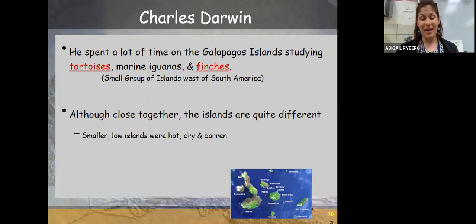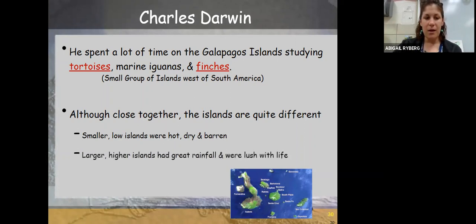Like I said, he spent a lot of time on these islands and he would bounce back and forth. Smaller, low islands were often hot, dry, and barren. The larger, higher islands had great rainfall and it was way more lush with life and lots of diversity. So he noticed that according to the elevation, there was a much different plant population that was then allowing for a much different animal population to thrive.